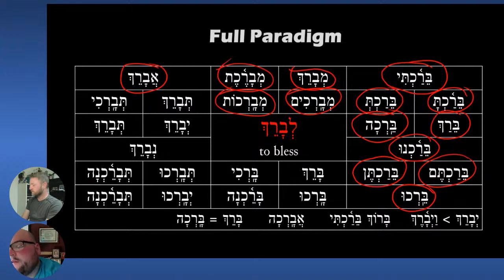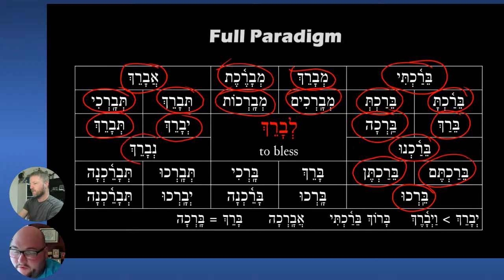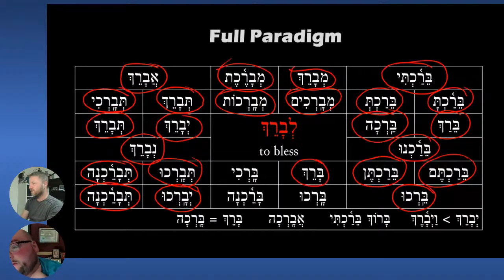Future: avarek, tevarek, tevarchi, sorry, yevarek, tevarek, nevarek, tevarachu, tevarekna, yevarachu, and tevarekna.